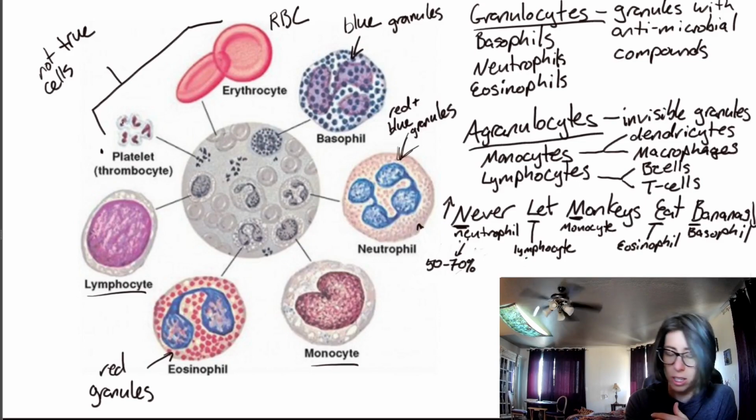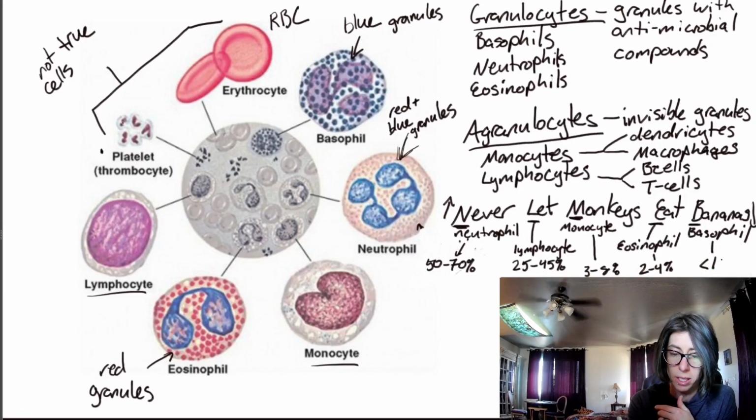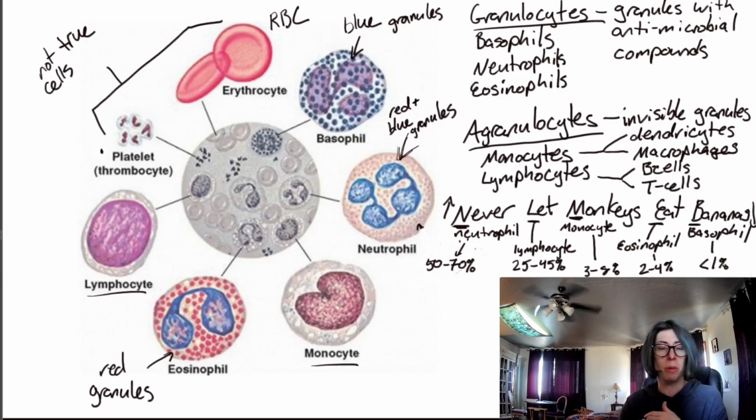Lymphocytes are 25 to 45% of all the white blood cells. Monocytes are 3 to 8%. Eosinophils are 2 to 4%. And basophils are less than 1% of the total white blood cell count. So basophils are very rare. And I'll make a comment about the colors here.